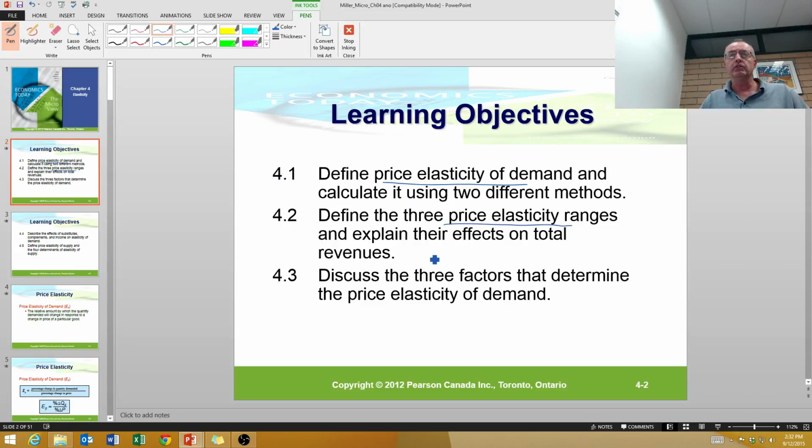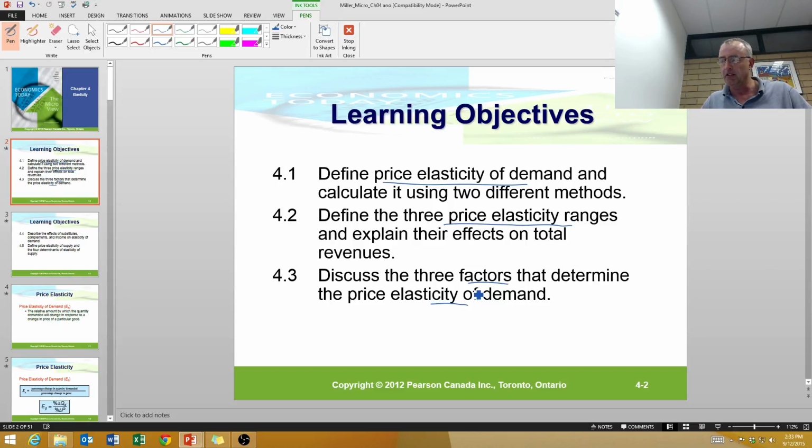Then we look at some factors that affect the elasticity of demand. So we look at the existence of substitutes in the market, that is, substitute products. We look at the portion of total income that gets spent on the product. So if you spend a very small portion of your income on a product, the elasticity of that product tends to be price inelastic.